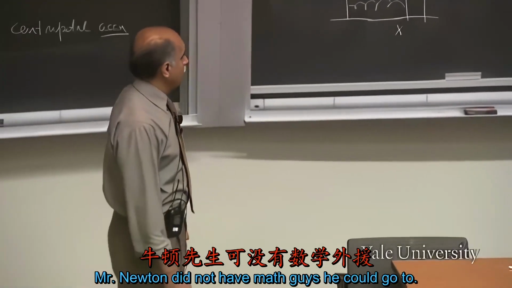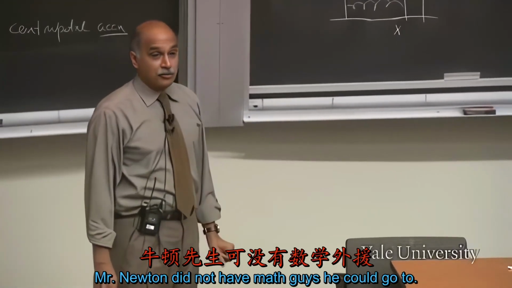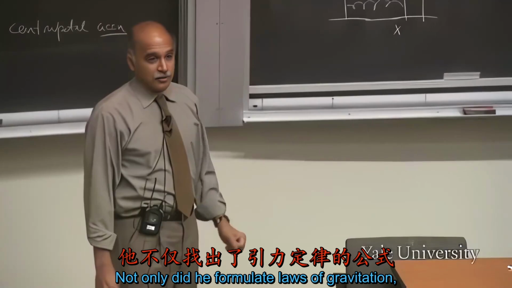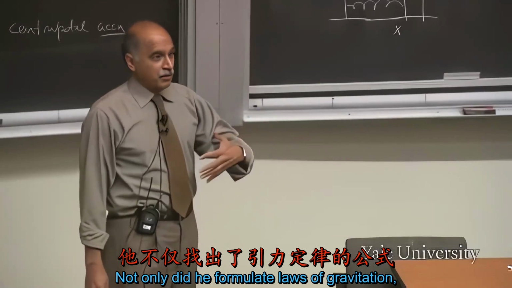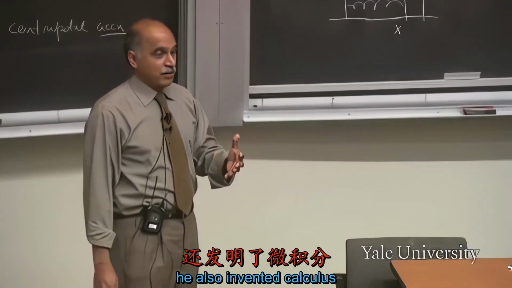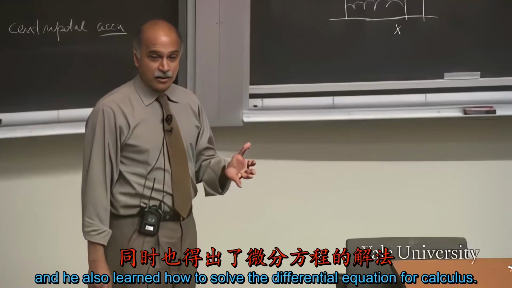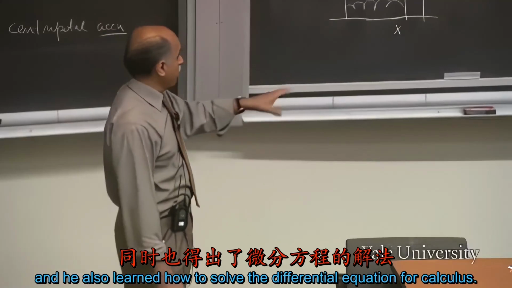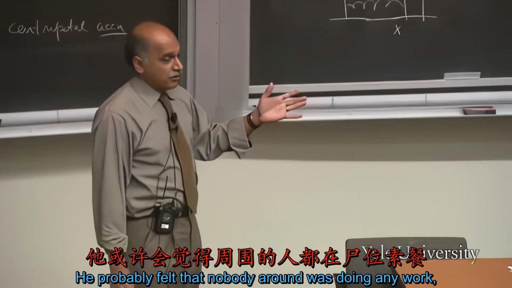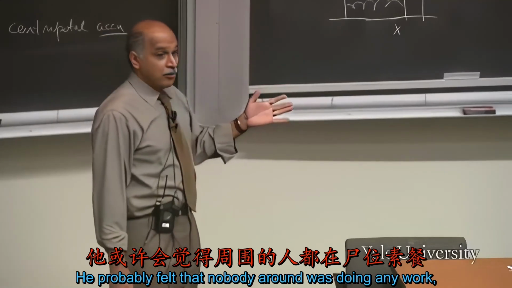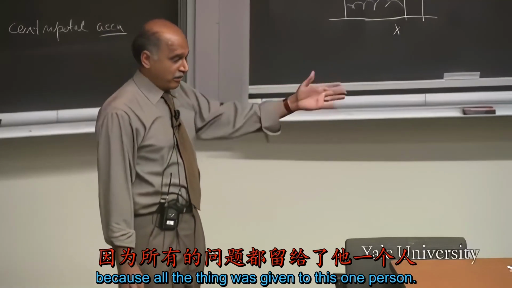Okay. By the way, Mr. Newton did not have math guys he could go to. So not only did he formulate laws of gravitation, he also invented calculus. Then he also learned how to solve the differential equation for calculus. So he probably felt that nobody around was doing any work, because all the thing was given to this one person.